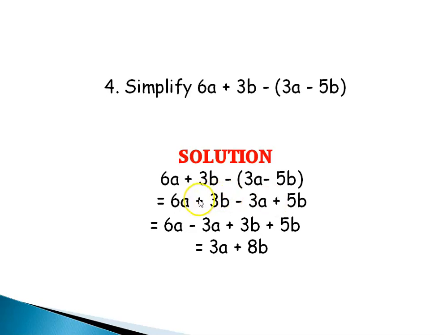And the next thing is for me to collect like terms. 6a minus 3a, 3b plus 5b. Can you see that? 6a minus 3a is 3a, 3b plus 5b is 8b. So 3a plus 8b is the final answer. Do you understand this? Very good.